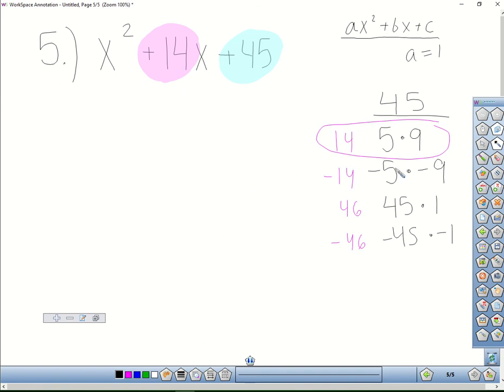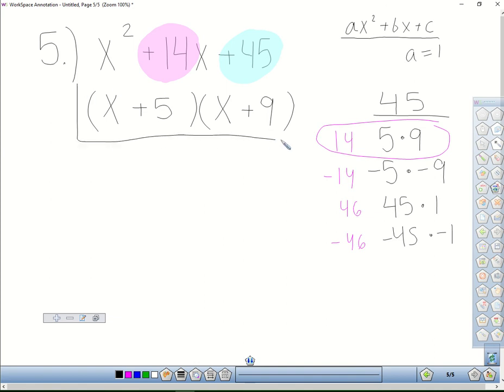So, everybody understand why I picked the first pair? Yes. Okay. So, what you do from here is once you pick your pair, you write 2 parentheses, you put your variable right here, and then you put in your numbers. In this case, both these numbers are positive, so it's going to be plus 5 and plus 9. And this will be your factored form. So this is just a method on how you do it. It's not like the other one.